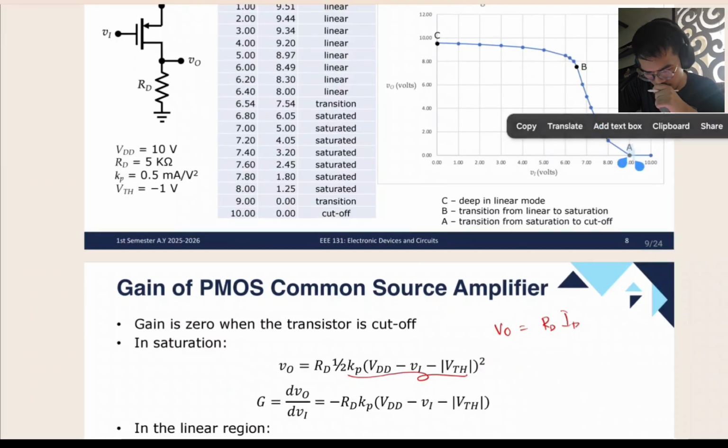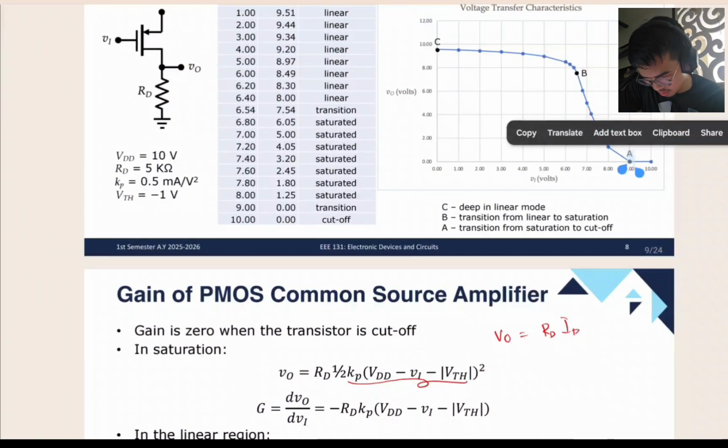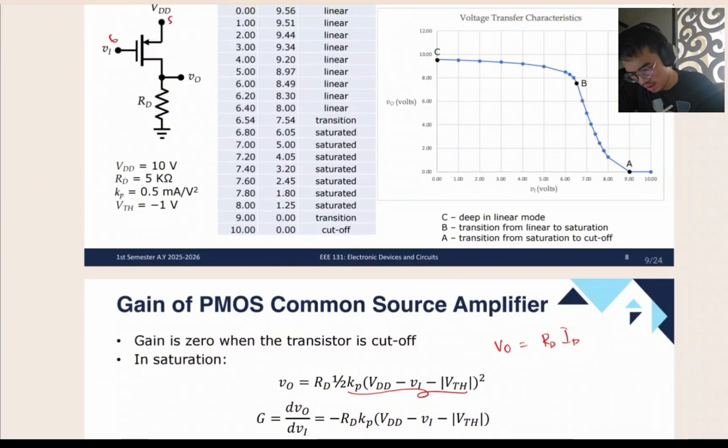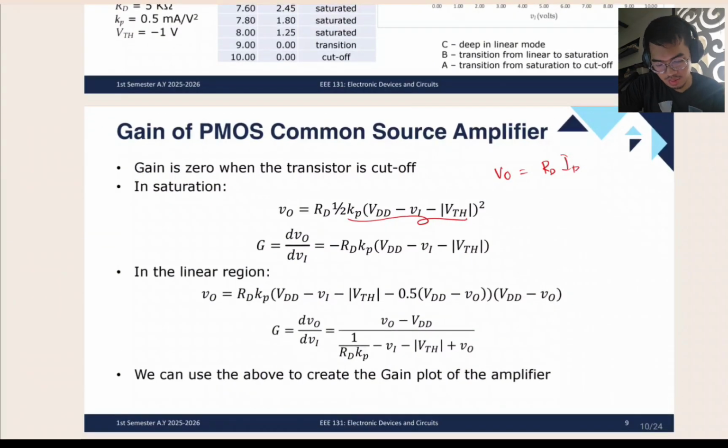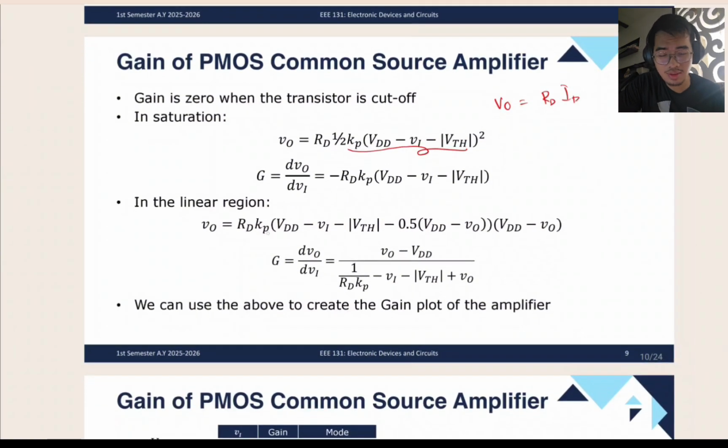Okay, tama. Kasi nga, VSG. So that's VDD minus VI minus VTH squared. So, yan yung sa saturation part. For the linear part naman, we will just again change our current expression to the equivalent linear expression. And this is going to be the expression.